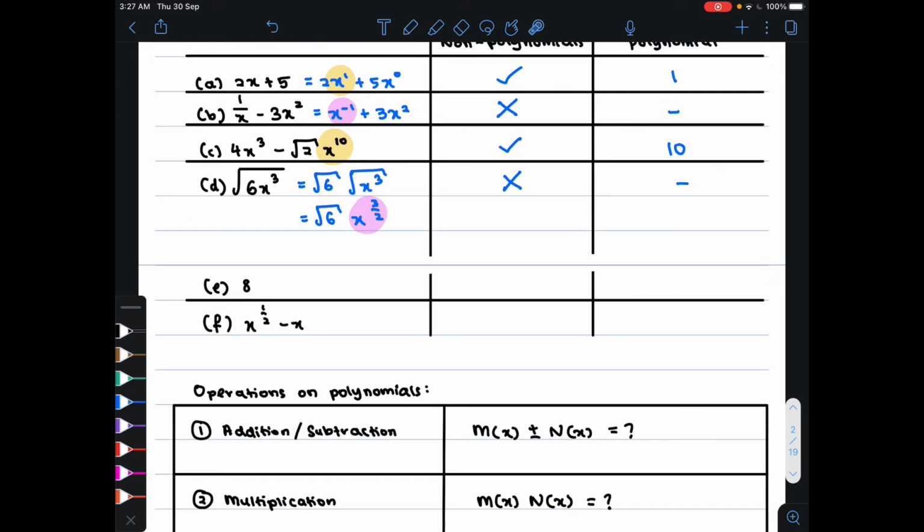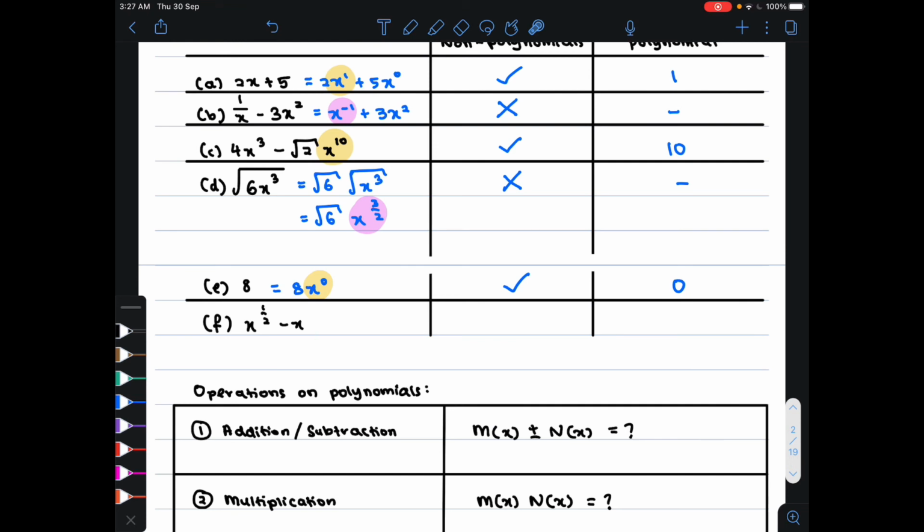For part E, we have 8. And this is actually 8x to the power of 0. So if we look at the power, which is x to the power of 0, this is a polynomial and the degree is 0.